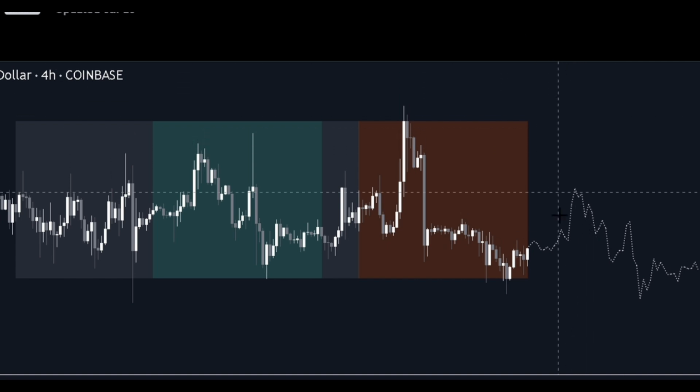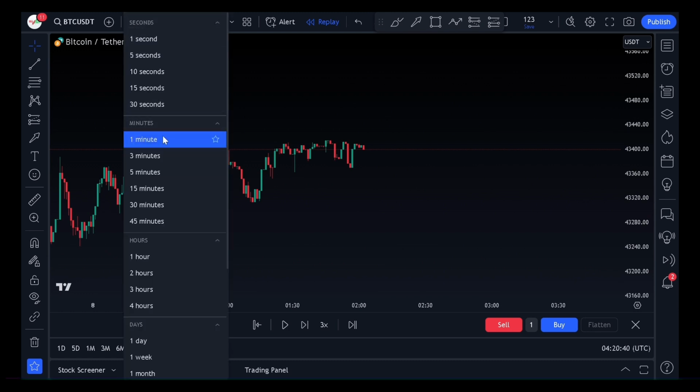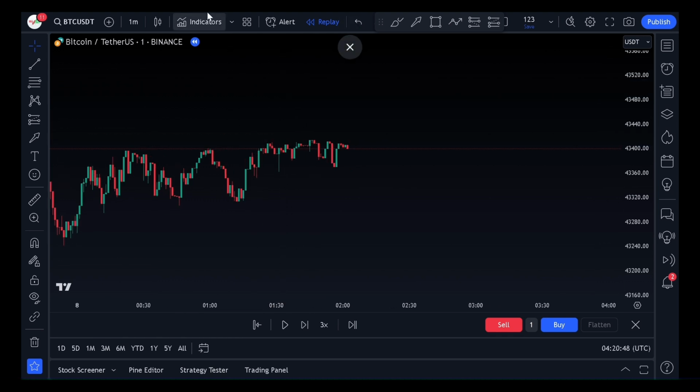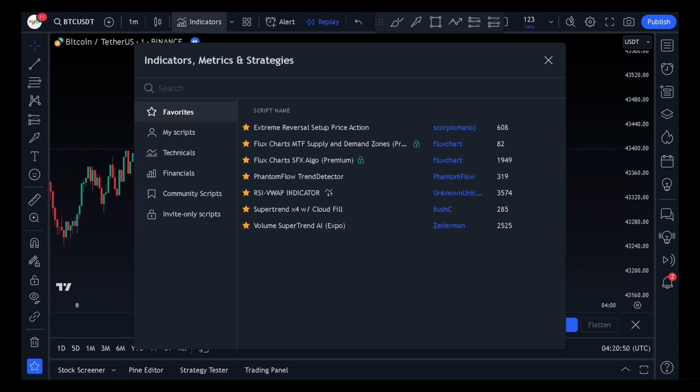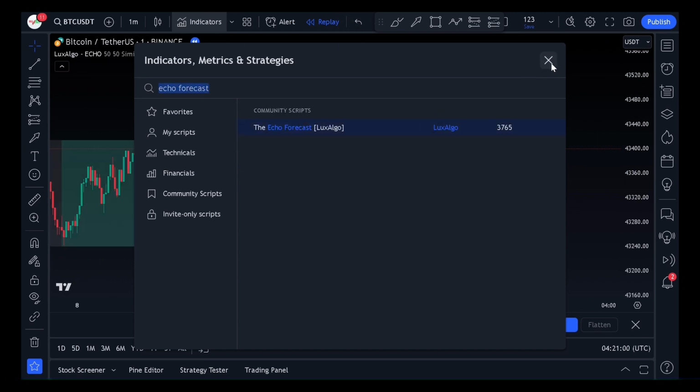price of an asset. Now, the original creator of this strategy used it on the 1-minute chart of BTC USDT, so we're going to do the same now. To add the indicator, you're going to click on Indicators and type here, Echo Forecast, and select this one by Lux Algo. The default settings for this indicator will work perfectly. So we're not going to change anything.